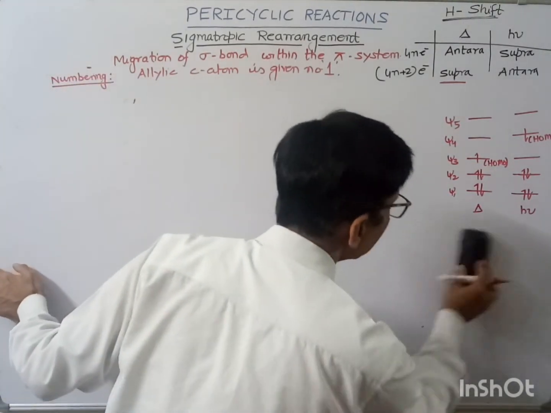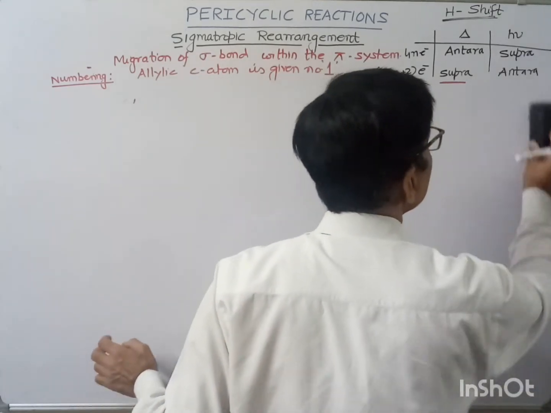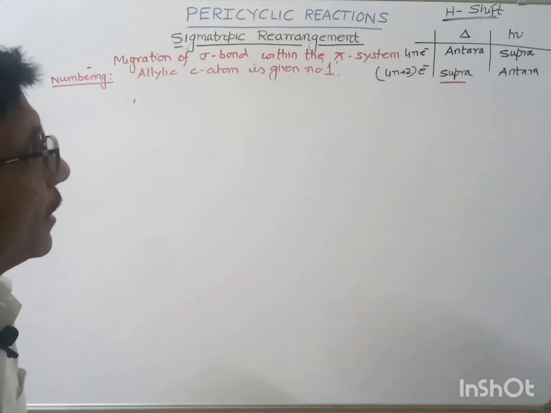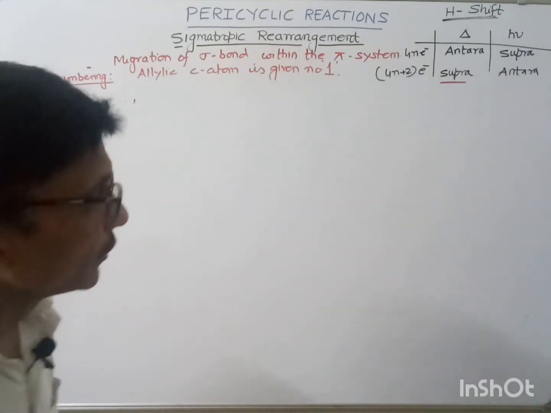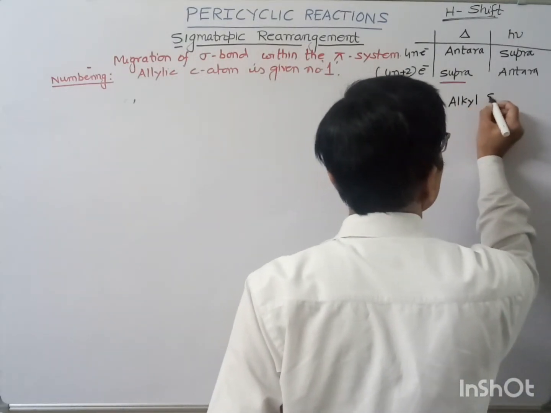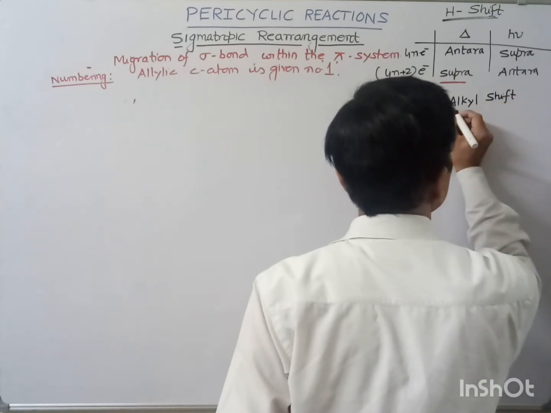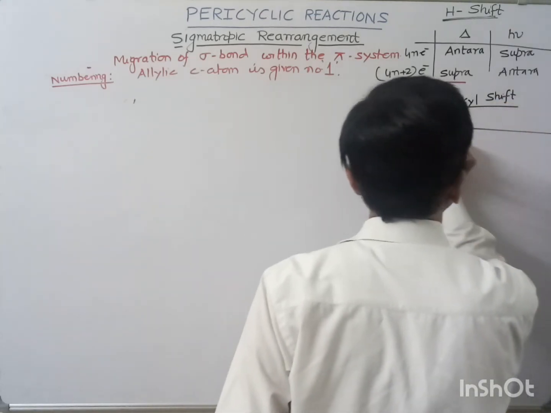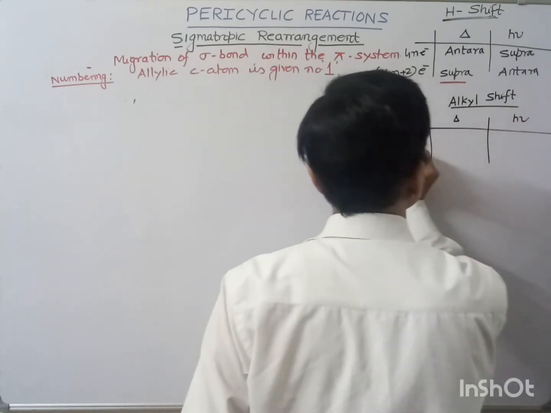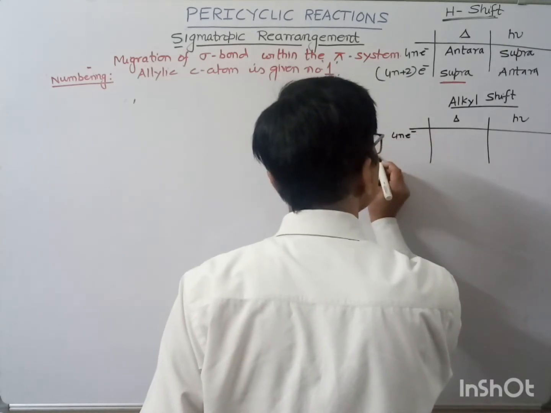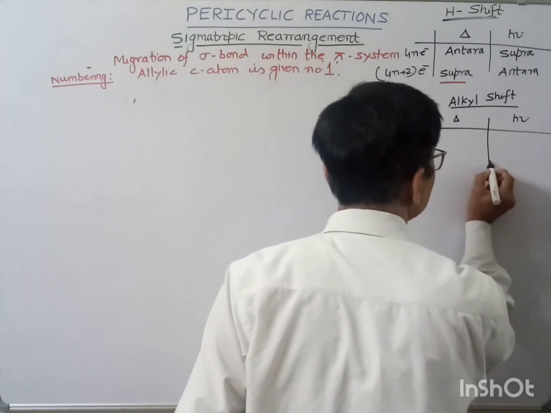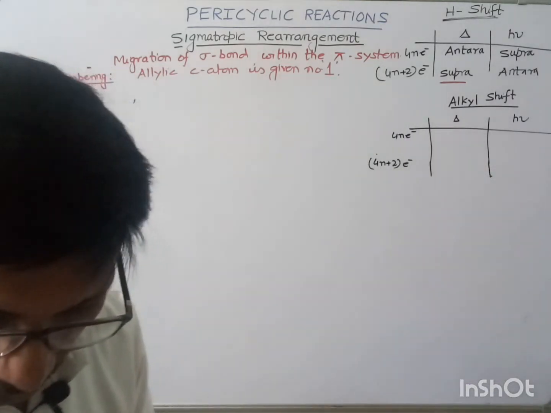So this is the selection rule for hydrogen shift. Now let us come to the alkyl shift. Now we will see the selection rule for alkyl shift. For 4n electron system we will see, as well as for 4n plus 2 electron system we will also see. Okay, now let us see how.